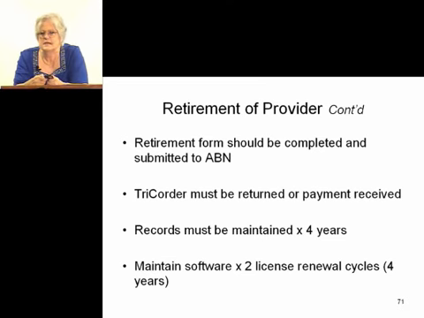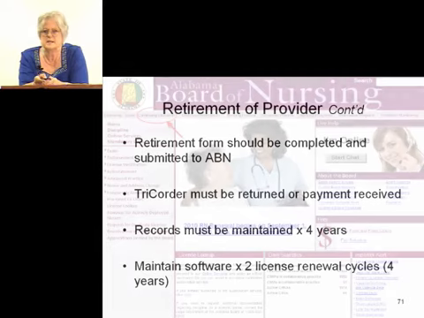If you choose to retire, the retirement form should be completed. It was right underneath the change of information form. You must return the tricorder or send us money. You must maintain records for 4 years, and you also need to maintain the software in your computer for 2 license renewal cycles or 4 years in case corrections need to be made.